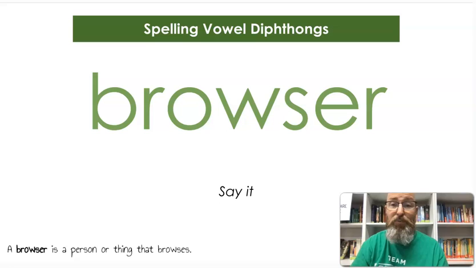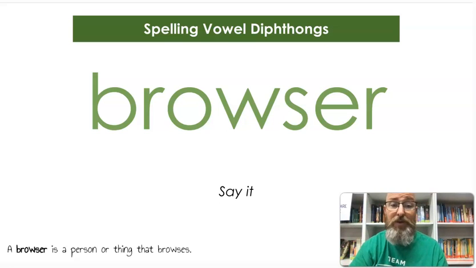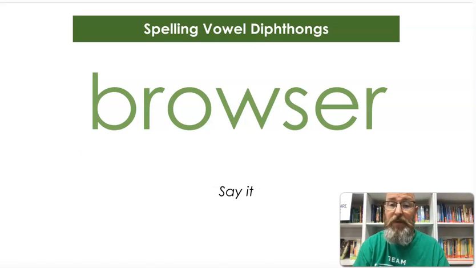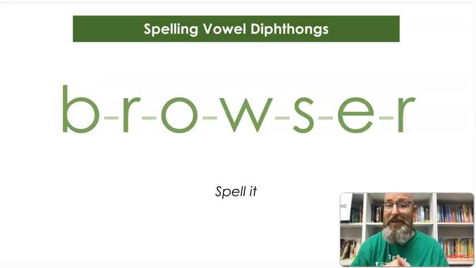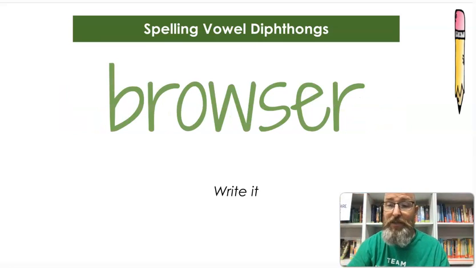The next word is browser. Say browser. A browser is a person or thing that browses. Count the syllables. Browser. Browser. And let's spell it. B-R-O-W-S-E-R. Browser. And let's write it.